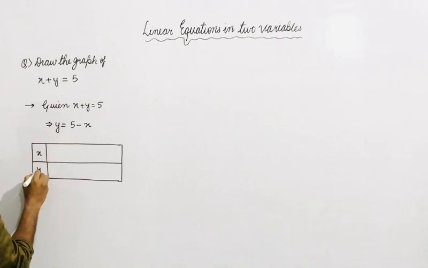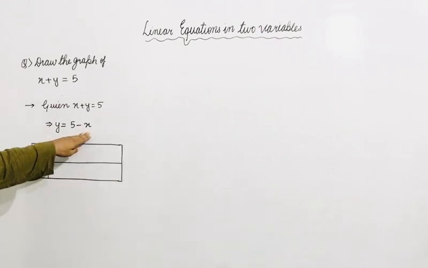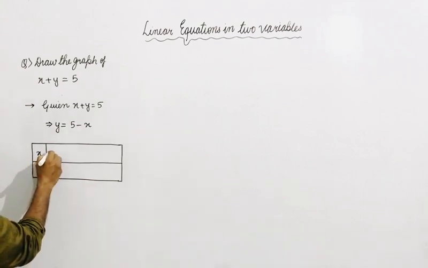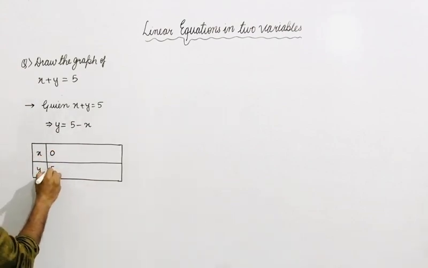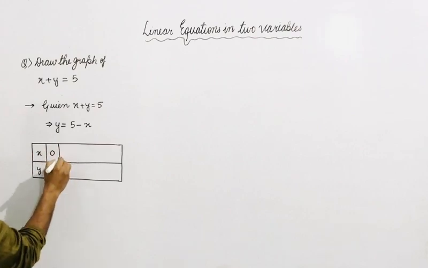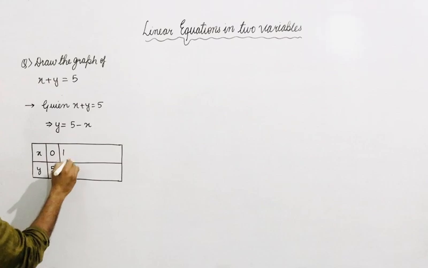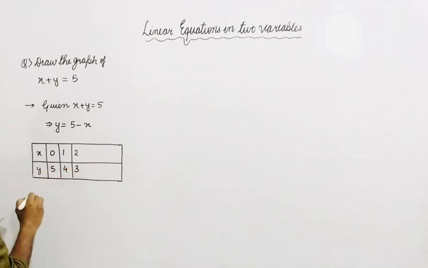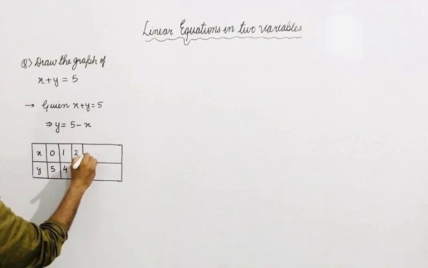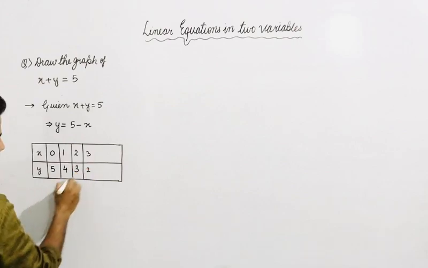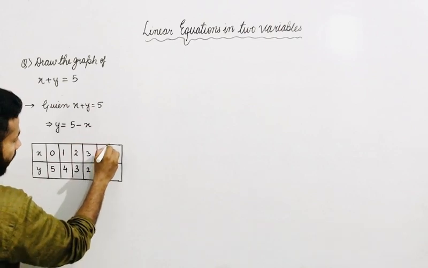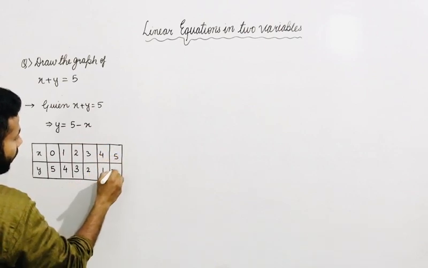Put here x. Now put those whole number values of x for which y is also a whole number. For example, if we write x equals to 0, y equals to 5. If I write x equals to 1, y will be equal to 4. If I write x equals to 2, y will be equal to 3. If I write x equals to 3, y will be equal to 2. If I write x equals to 4, y will be equal to 1. And if I write x equals to 5, y will be equal to 0.